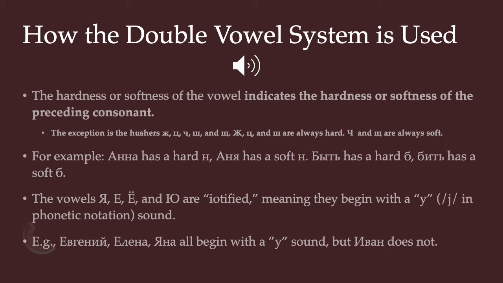So, for example, the name Yevgeny, it starts with a ya. Or my name Yelena, it starts with a ya. Or the name Yana also starts with a ya. But the name Ivan does not. It just starts with an E sound.